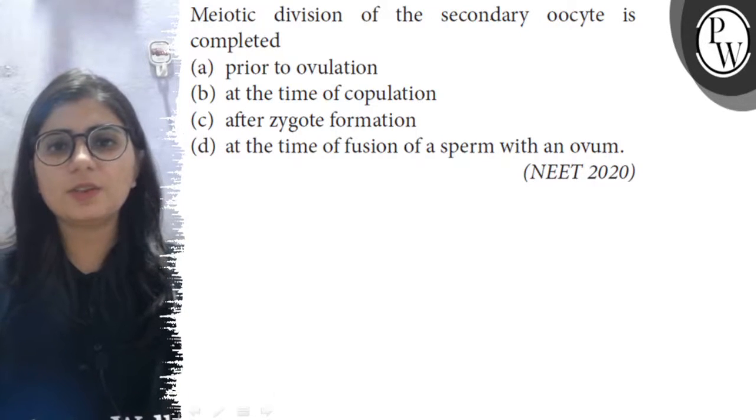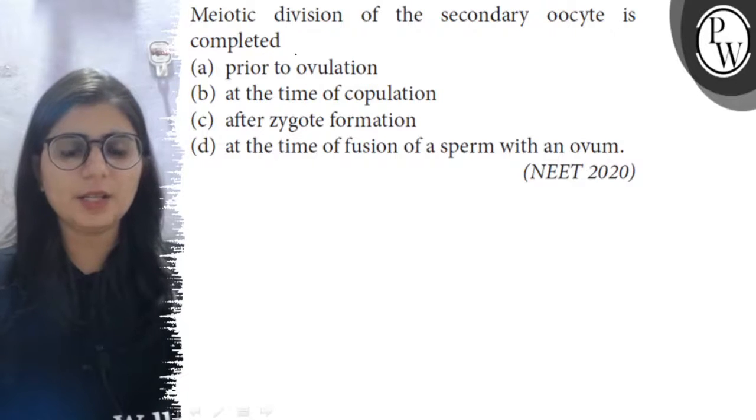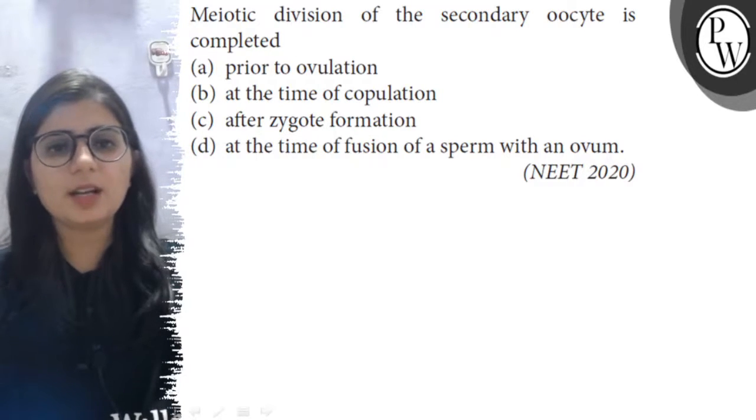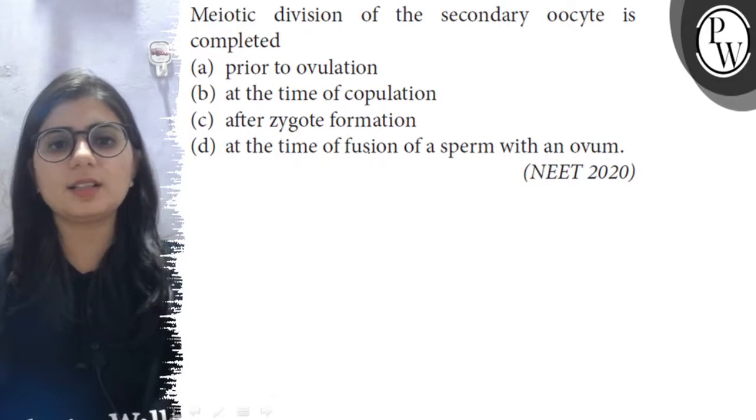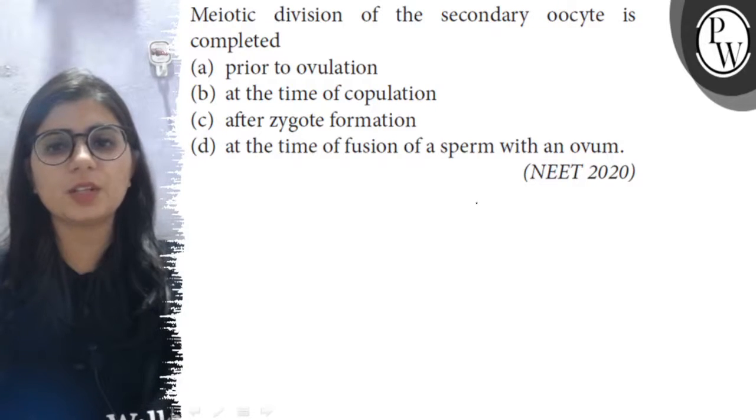Let's see the question. Meiotic division of the secondary oocyte is completed, and the options are: A, prior to ovulation; B, at the time of copulation; C, after zygote formation; and D, at the time of fusion of a sperm with an ovum.